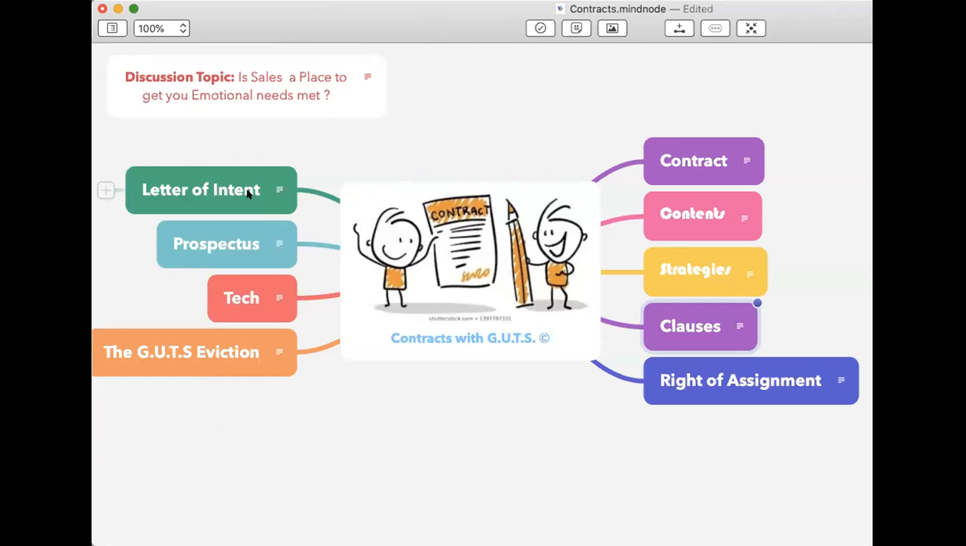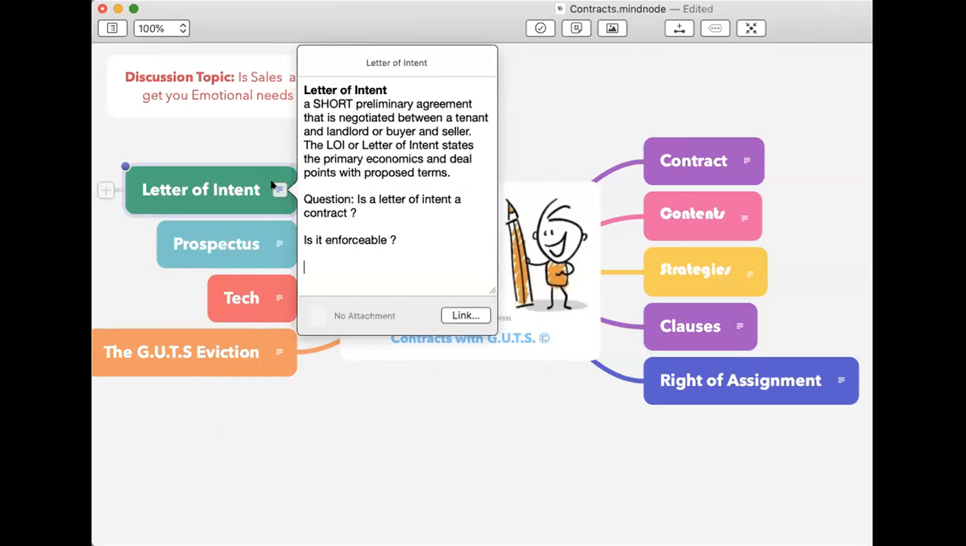Letters of intent. Sometimes you want to send a letter to somebody, a short preliminary offer, a letter of intent. If it has key terms in it and it is signed and dated and bound by consideration, it could be considered a contract. But in most cases, a letter of intent is a preliminary offer, it's just to get everything on paper. Send it to the prospect and set yourself up for a second meeting to negotiate the actual contract.